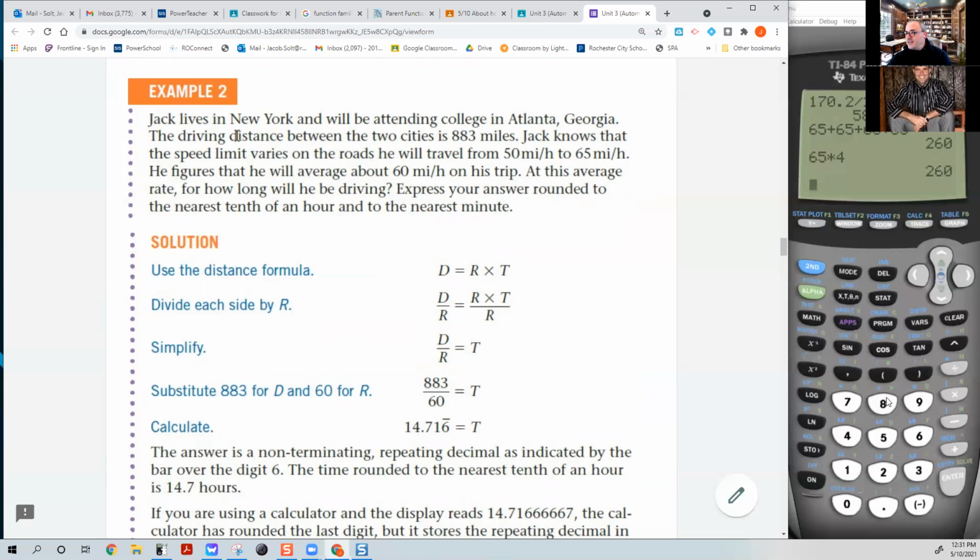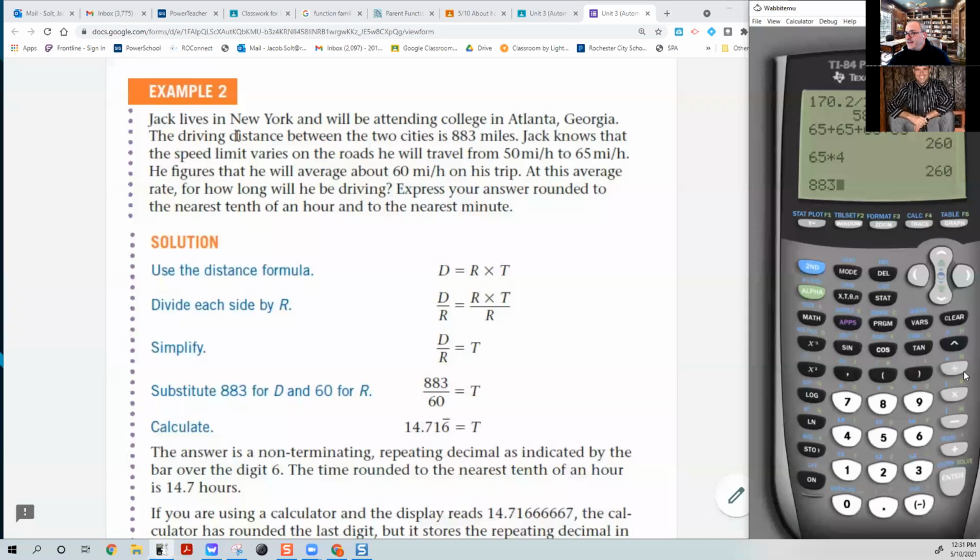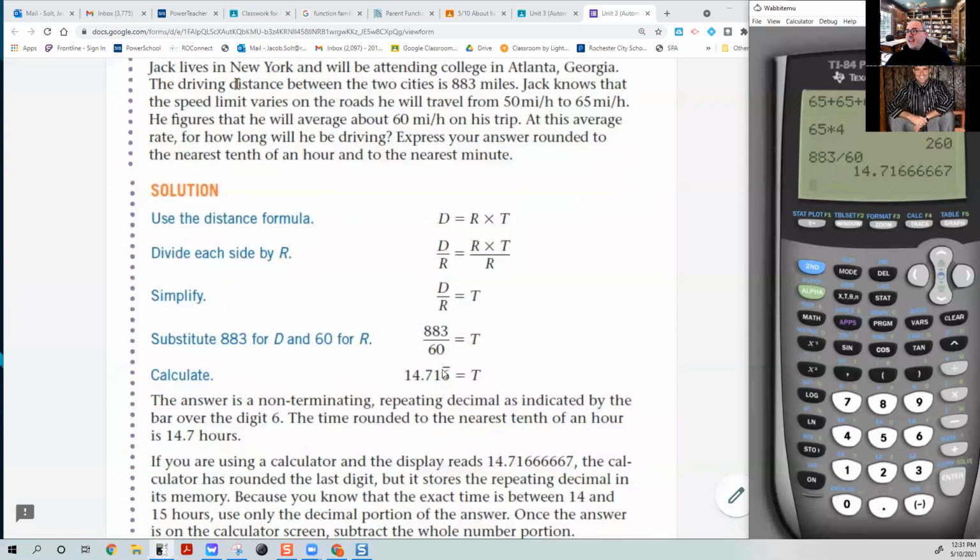So 883 divided by 60 miles per hour gives us the hours. Okay, so we know it'll be 14.716 hours. So it'll be 14 hours and some change. It's basically what this is saying here. It's going to take 14 hours and some change to drive 883 miles going at 60 miles an hour.